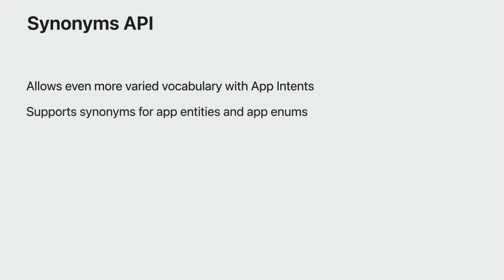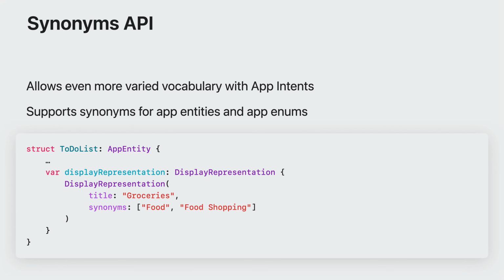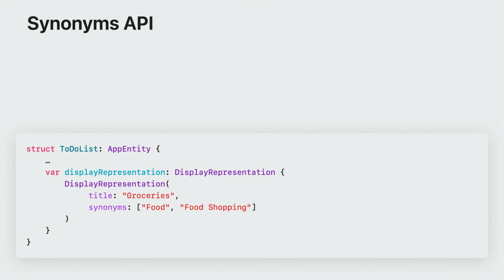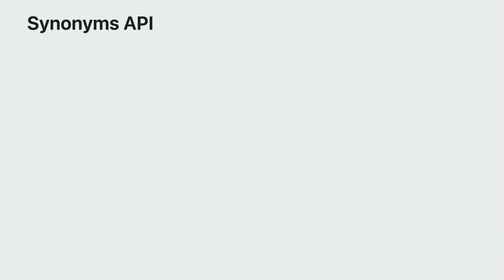To help further broaden the naturalness of App Shortcuts phrases, there is also a new Synonyms API. This is a small addition to the Display Representation API so that you can define additional synonyms for app entities and app-enum cases. This will further broaden the reach of your app shortcuts by making it possible to speak more naturally to Siri. For example, in my app, I can now refer to my list by alternate names right in the trigger phrase. The synonyms also work if Siri prompts me for a list if I didn't specify one up front.